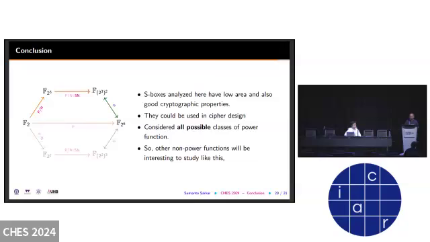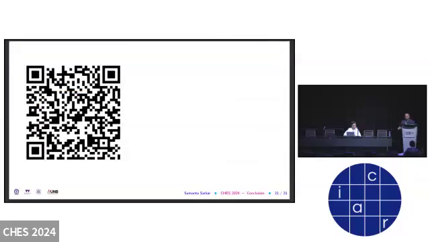And then we think that these S-boxes could be used in ciphers also. If you want, you can try them out. We only tried power functions like X to the power d. We didn't try other functions, but I think this could be tried there as well. So if you're interested, you can check our paper.